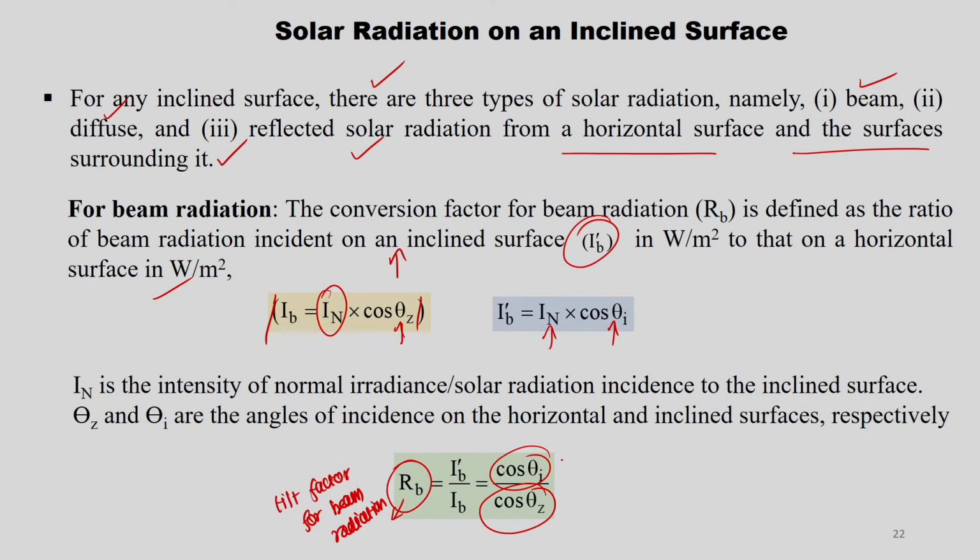And if the surface is due south, then gamma is 0 degree. So, substituting in the angle of incidence formula, you would get, In is the intensity of the normal irradiance or solar radiation incident on the inclined surface. Theta z and theta I are the angles of incidence on the horizontal plane and inclined surfaces respectively. So, horizontal is nothing but the zenith angle. In that way we can calculate the tilt factor for beam radiation.